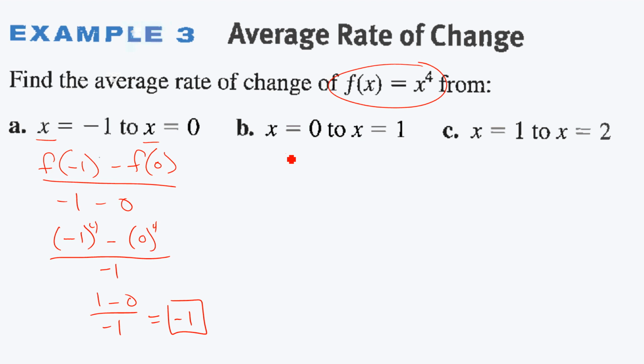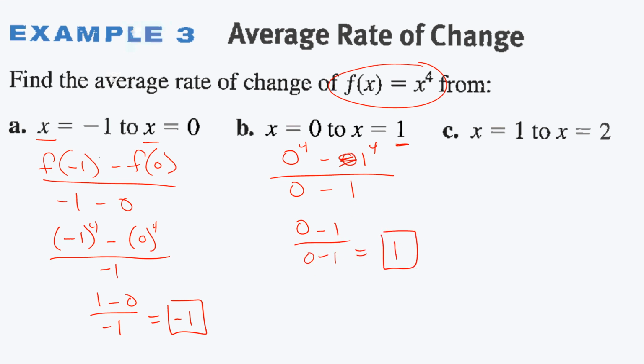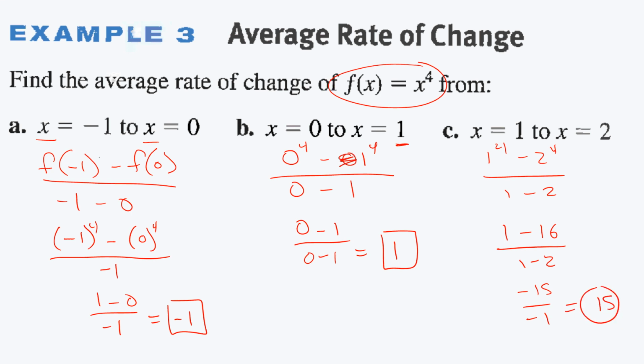So we're going to plug it in. We're going to say 0 to the fourth, minus the second number, 1 to the fourth, over the first x minus the second x. So that would be 0 minus 1 over 0 minus 1. That equals 1. That's your average rate of change. Let's try it again. 1 to the fourth minus 2 to the fourth over 1 minus 2. So that's going to be 1 minus 16, which is -15, over -1. So an average rate of change of 15.